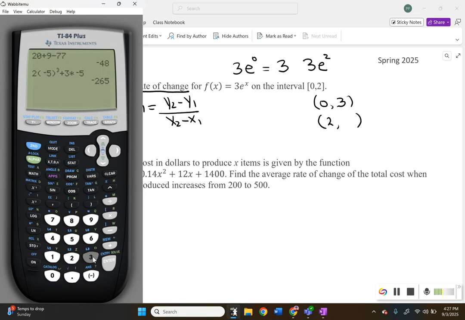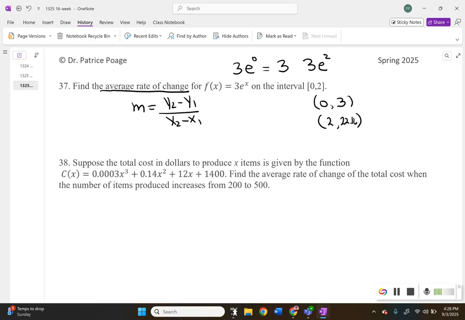And so we get 3e, which is over here on the left, to the 2. And I'll just do 3 decimal places. So I'll say 22.167. And so my average rate of change is going to be 22.167 minus 3 over 2 minus 0. And so that's going to be 19.167 divided by 2 minus 0, which is 2.